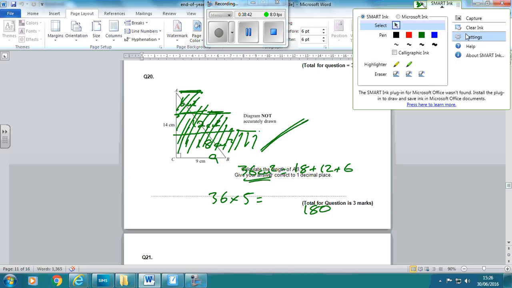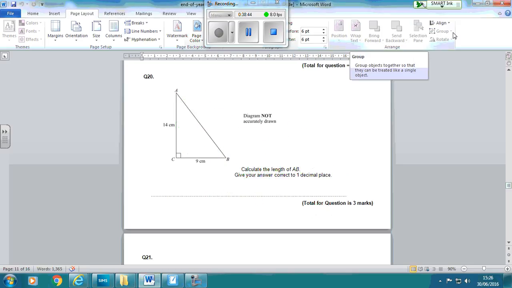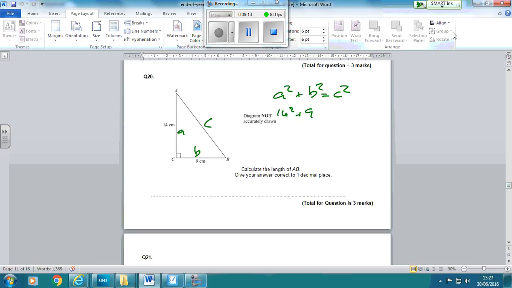Okay, question 20. We've got a right angle triangle. So as soon as we get a right angle triangle, we think either Pythagoras or trigonometry. And there's no angle here, so it's got to be Pythagoras. Now Pythagoras is a squared plus b squared equals c squared, where c is always the longest side. So this one's a, this one's b. So a squared is going to be 14 squared, which is 196. So I'd write down that 14 squared plus 9 squared equals c squared. So that's 196. 9 squared is 81, and that equals c squared.